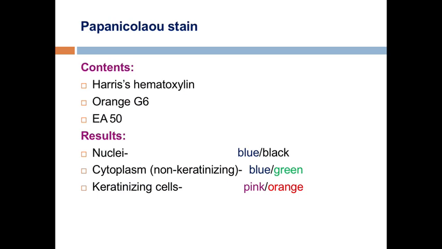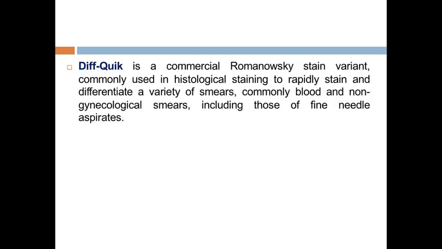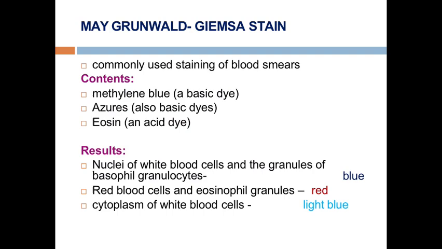Now these are the stains. I'm not going to tell you in detail about stains because in subsequent classes you will be reading about Pap staining. So this is a Papanicolaou stain. These are the contents: Harris hematoxylin, Orange G, EA things. In this, nucleus will be bluish in color, and if it is non-keratinizing, it will be bluish green. If keratinizing, you will see a pinkish orange tone. So this is about the Romanowsky stain, MGG or Giemsa, Jenner's, all this. The nucleus will be purple to blue, cytoplasm is pink. And then there's a Diff-Quik stain, which is a modification of the Romanowsky stain, used for rapid staining procedures.